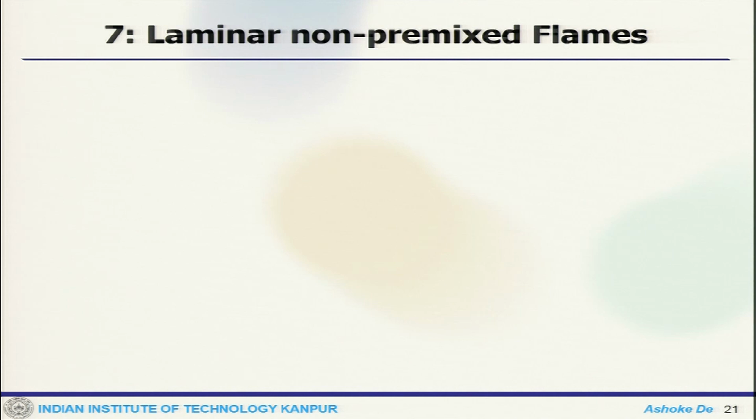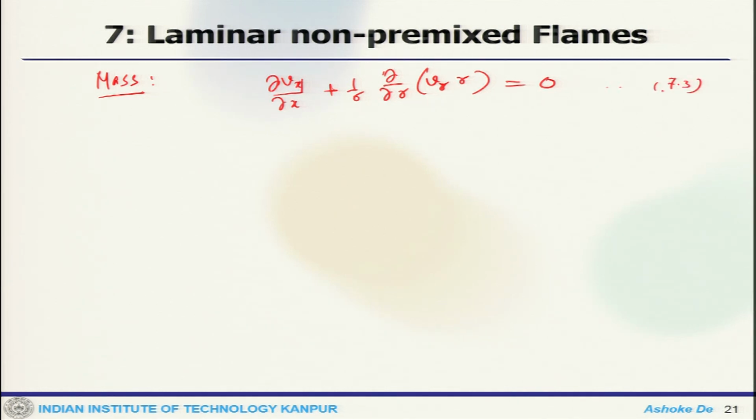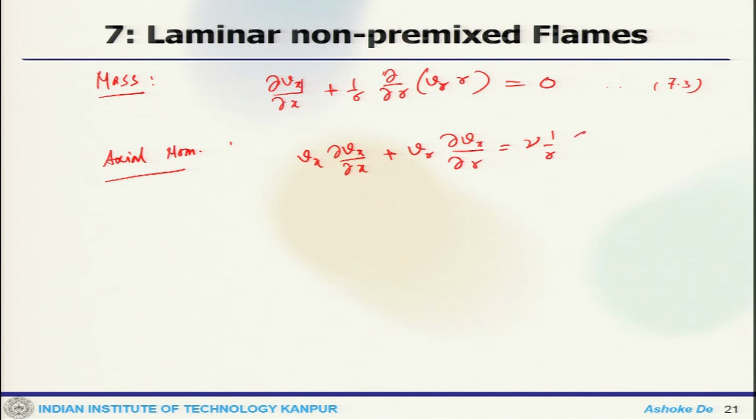Now, we can write our laws. First thing is the mass conservation. So, we will write del Vx by del x plus 1 by r del by del r of (Vr r) equals 0. Now, the axial momentum conservation equation, which will be Vx del Vx by del x plus Vr del Vx by del r equals nu times 1 by r del by del r of (r del Vx by del r).